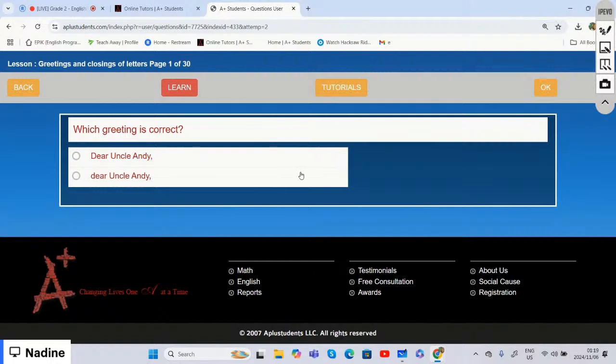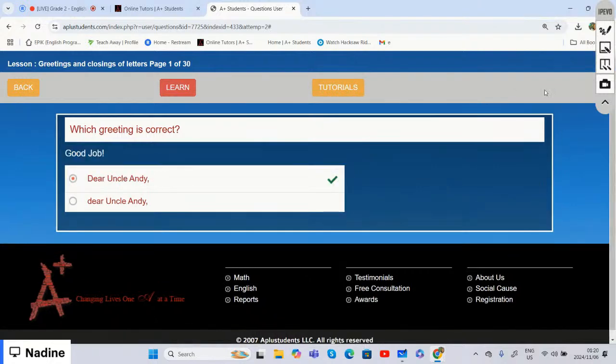And if we were to choose the correct greeting, then yes, option one is correct. Because remember, we said that our greeting as well as our ending needs to start with a capital letter followed by a comma. So option one is correct. Well done.